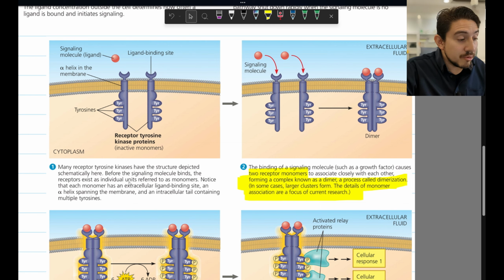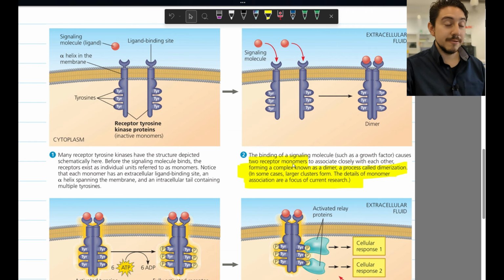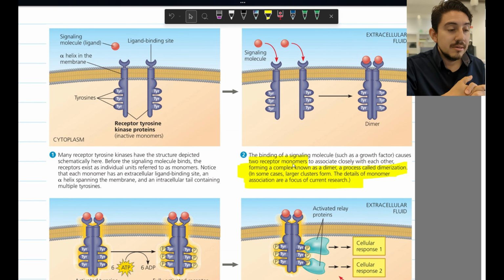So before the signaling molecule binds, the receptor exists as individual units. They're referred to as monomers, okay? And they each have an extracellular binding site, okay? And they have that intracellular structure here, which is the tyrosines' location. And then when you have that binding of a signal molecule, usually a growth factor, okay, it causes two receptor monomers to associate closely to each other, and they form what is called a dimer. Okay, and that process of creating a dimer is called dimerization.